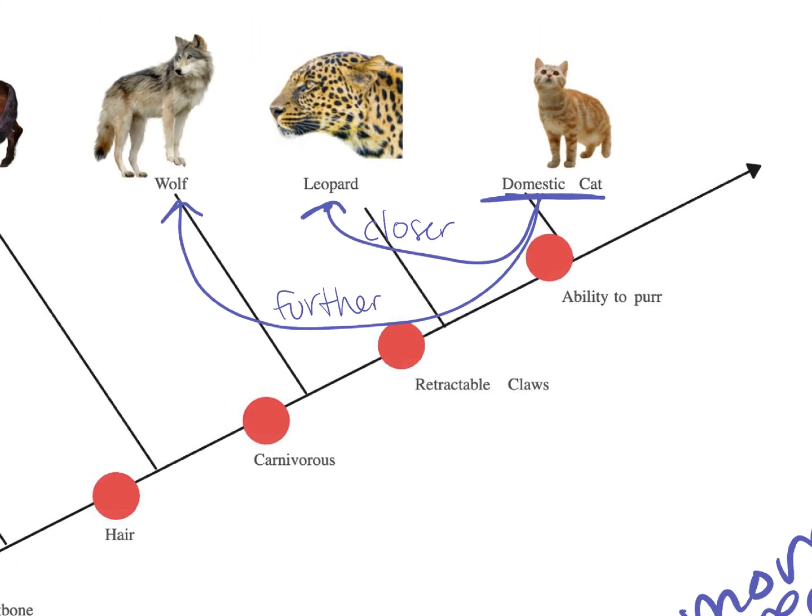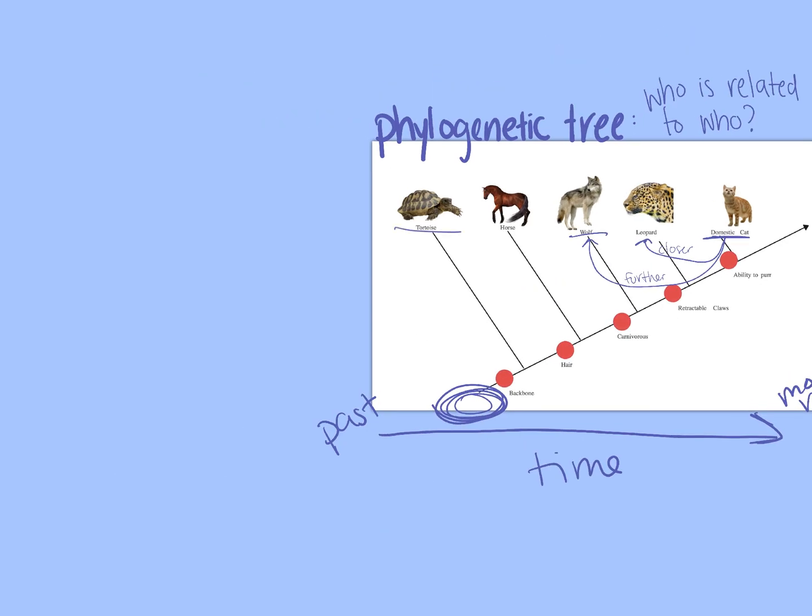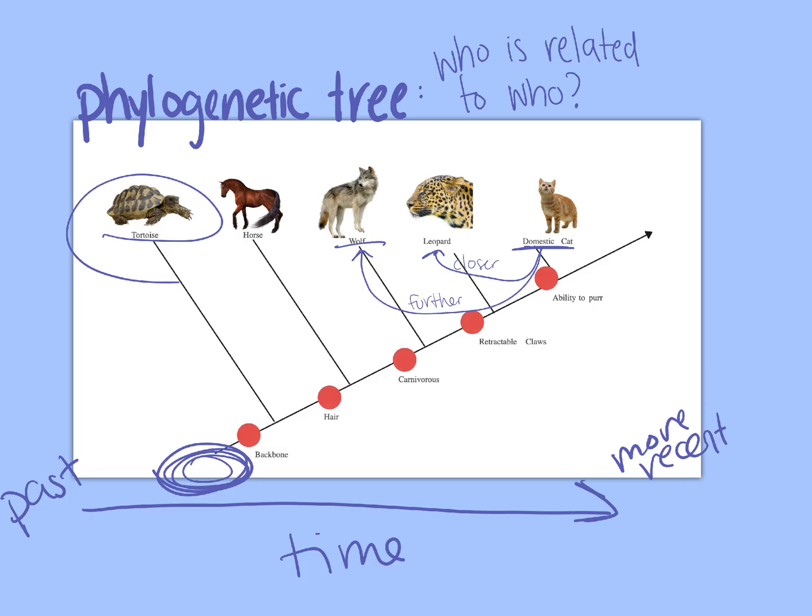This makes sense because we know cats and leopards are related, and wolves are a more distant relative, but obviously cats are more similar animals to wolves than they are to tortoises, for example. So that's why on this phylogenetic tree, it's showing us that the furthest relative is the tortoise.